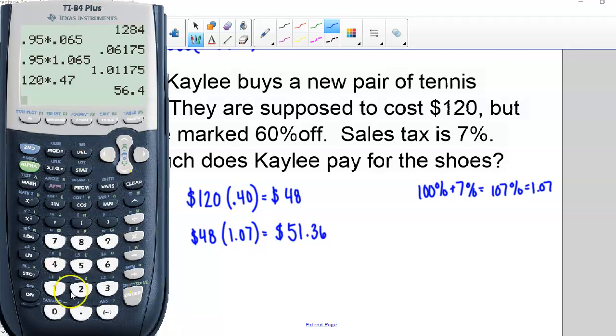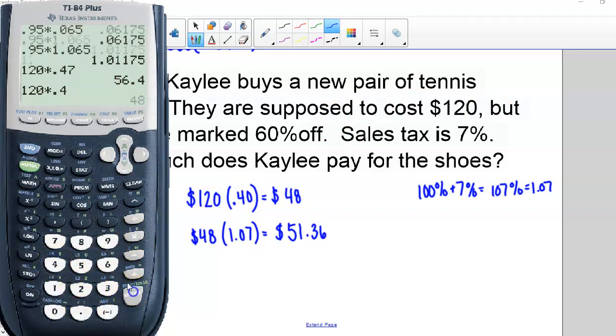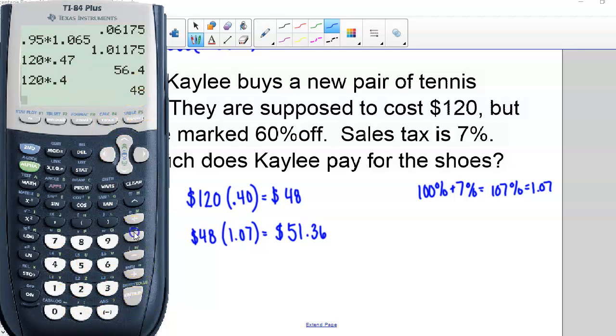But now, I will show you this. You can do this. Because what you did is you took 120 and you multiplied it by 0.4. And you took that number and you multiplied it by 1.07. So you can do it all in one line. 120 times 0.4 times 1.07. Like that, and get the answer right away. So you can do it that way, but you can't add them together, because it'll be taking all those percentages of the original and not of the discounted price.